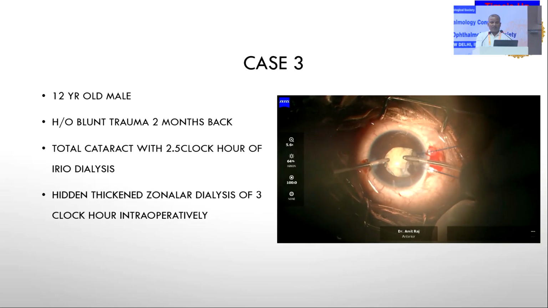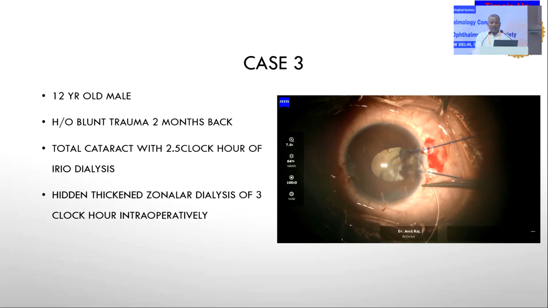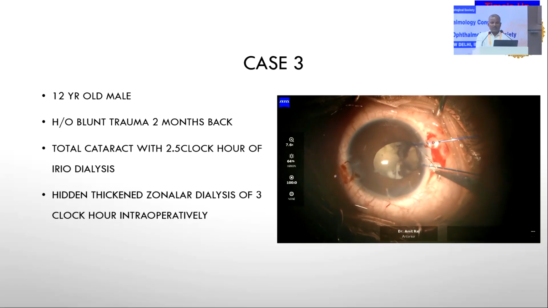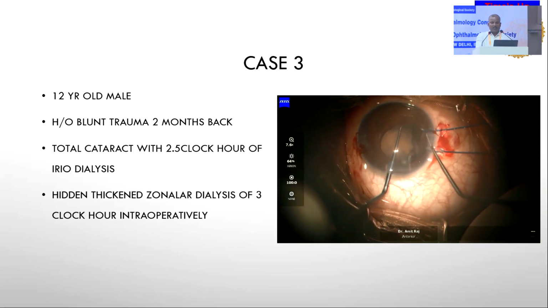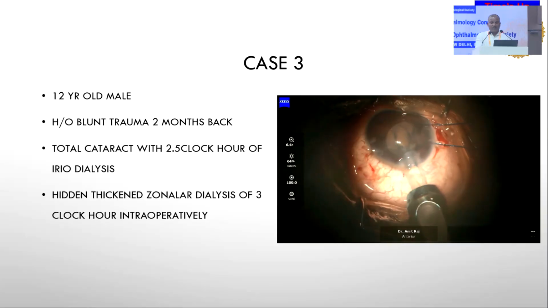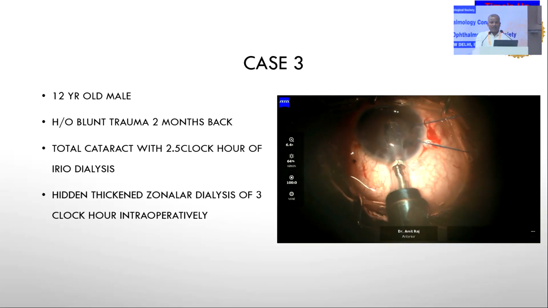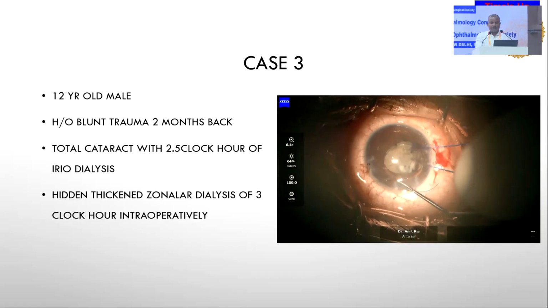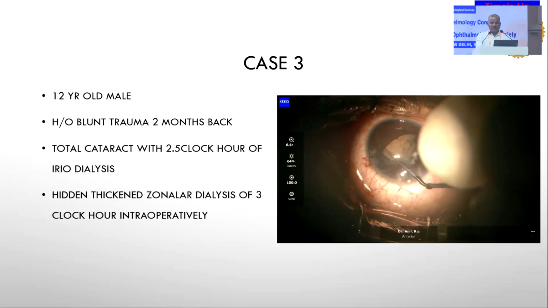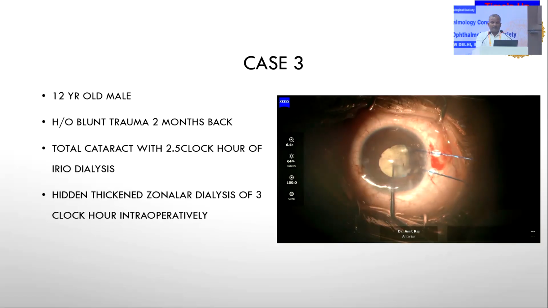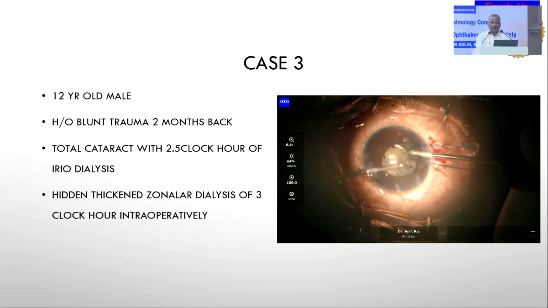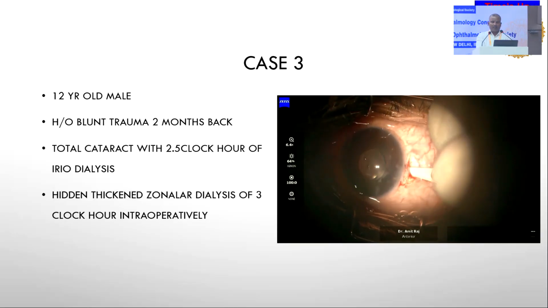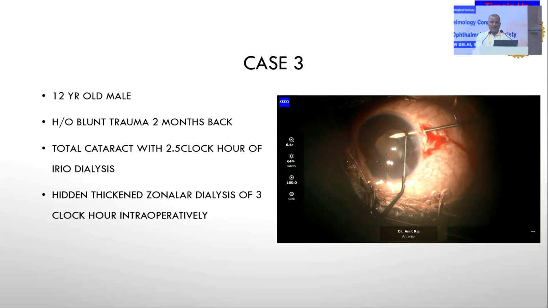So after aspiration of cortex, it was found that there was zonular dialysis in that region also, but it was highly fibrosed. So again CTR was implanted, and then a 3-piece IOL was implanted. Then the iridodialysis was repaired.